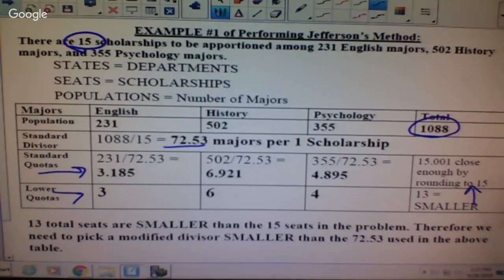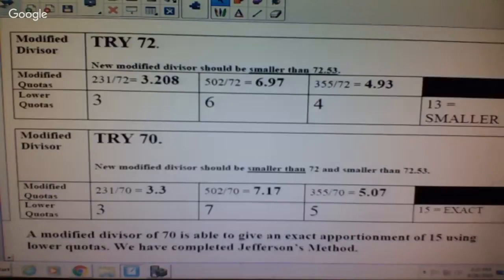So if that needs to get bigger, I need to divide by something that's smaller, which is why we just did all of that. So I need to bring this number down. They tried 72. So again, they divided each one of their answers by 72. That gave you some new quotas and some new lower quotas, 3, 6, 4. Well, guess what? It's still 13. It didn't really do much. So this still needs to go up, which means I still need to take this down.